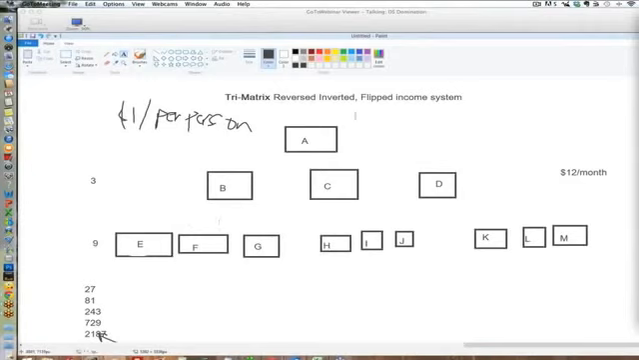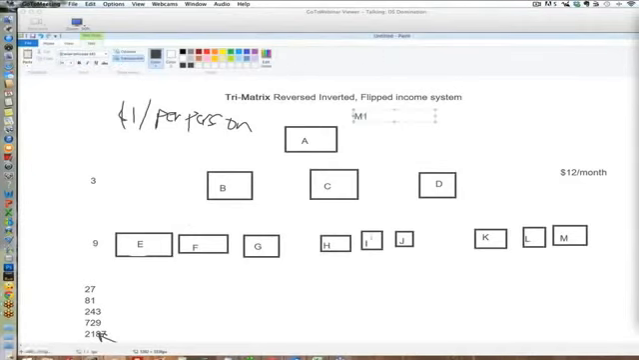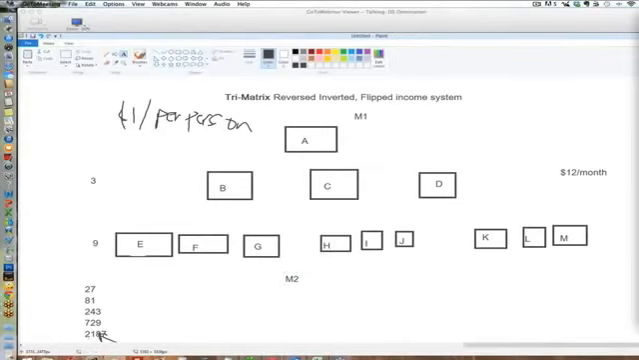So here's what happens. At the same time that this matrix exists, we'll call this M1, there's a second matrix called M2. And M2 is an exact opposite. It's a flipped or inverted system compared to M1. So the guys at the bottom in these 2187 people, we actually begin with them.